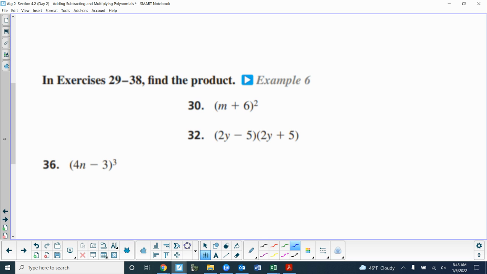Okay, the rule is take the first term and cube it. So you cube the 4 and the n. So that's 4 times 4 times 4, and n times n times n. So that's 64n cubed.